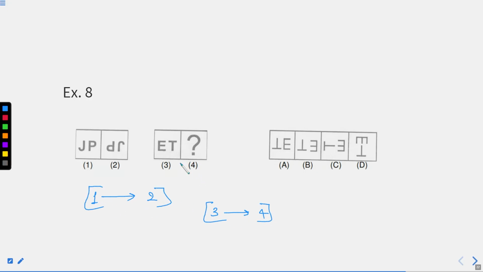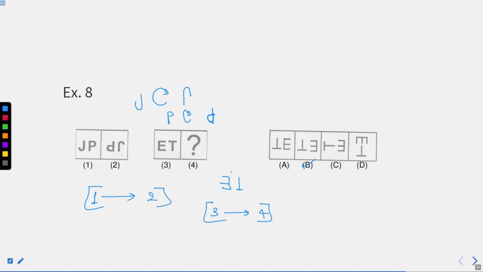I hope this part is clear. So when we look at J and P, the J initially is like this. If we tilt it by 180 degrees, it becomes like this. If we use P and tilt it by 180 degrees, it becomes like this. Similarly, if we tilt E by 180 degrees, it becomes like this, and T becomes like this. So these things are present in option number B itself, right?